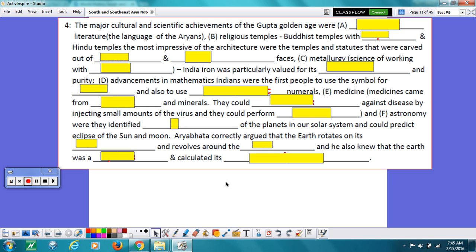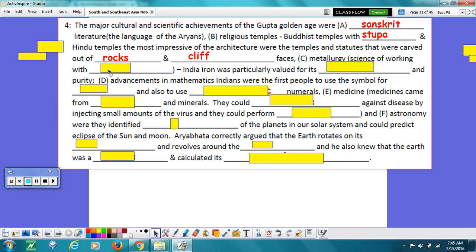All right. The major cultural and scientific achievements of the Gupta Golden Age were as follows. A. Sanskrit, the literature and language of the Aryans. Religious temples, Buddhist temples with a stupa, which is kind of like a dome, and Hindu temples. The most impressive of the architecture were temples and statues that were carved out of rocks and cliff faces.